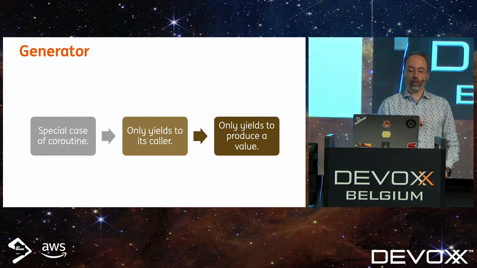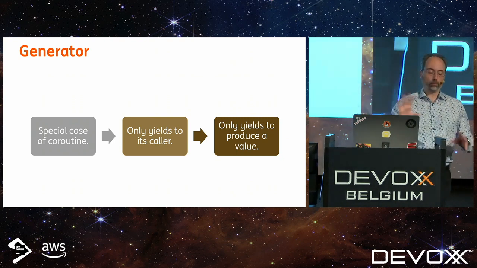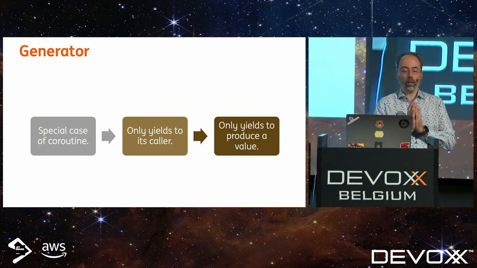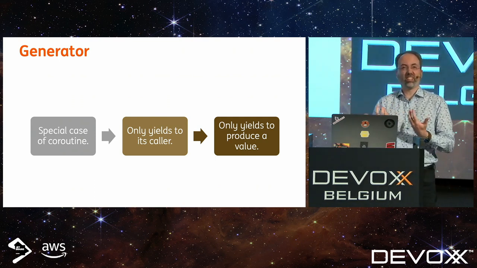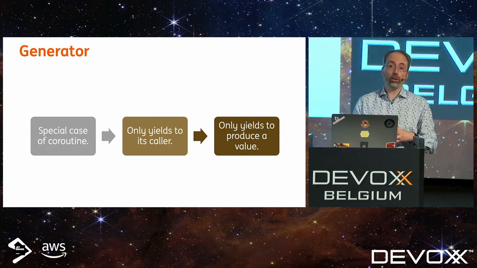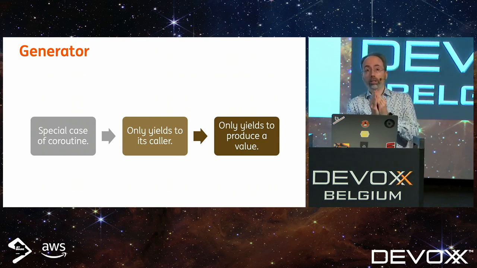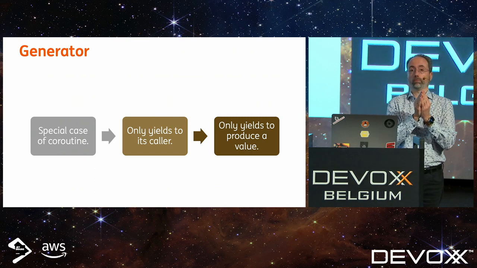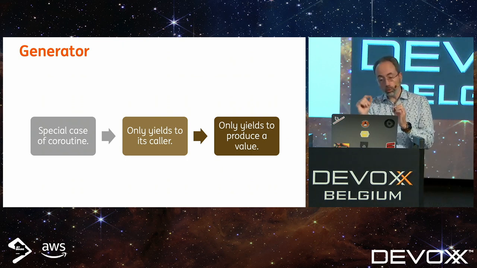Now, there is also a special case of a coroutine, which is a generator. From an abstract point of view, a generator, as the name implies, generates things. Unlike other coroutines, that's its only job. That's the only thing it does. It's producing things. It only yields to the caller. It yields to no other coroutine. And the only reason it yields is to produce a value.